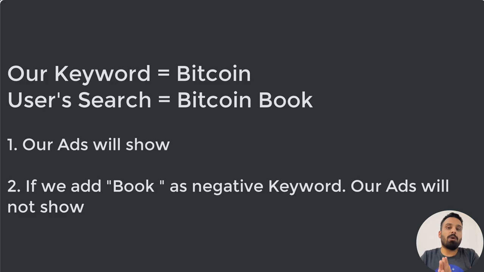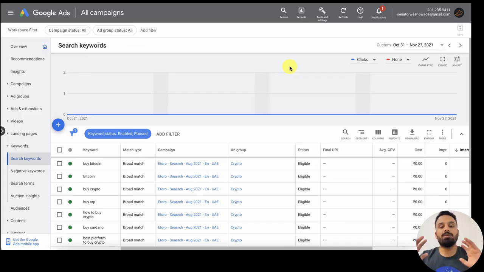So Google gives you an option to add some keywords as negative keywords, which means if a user is searching for something which includes your keyword but also includes some other keyword, in that case your ad should not appear. Our keyword is Bitcoin, but let's say we add book as a negative keyword. So whenever a user is searching for Bitcoin book, our ads will not appear because it contains the negative keyword, which is book. This feature really helps you control where your ads should not appear, and I will show you how to do that in the platform.